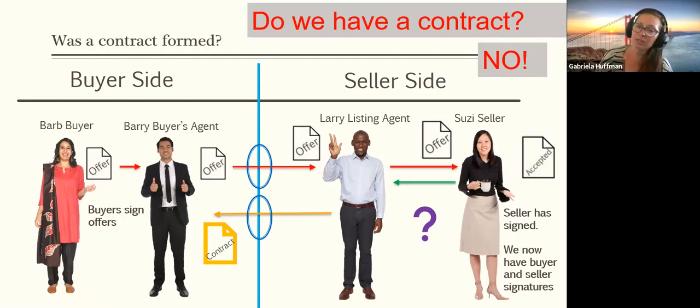Larry needs to call the buyer's agent, email, fax, text, whatever to the other side to communicate that acceptance. And remember, communication to the agent is the same as communication to Barb. So if Larry were to call Barry, hey, we've signed your offer, we're under contract, we don't have to wait for Barry to call Barb. Communication to the agent is the same as communication to the client.